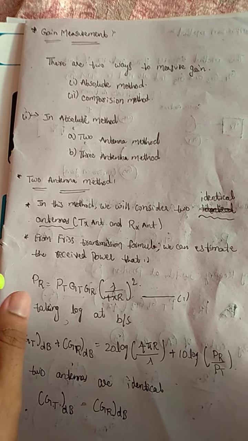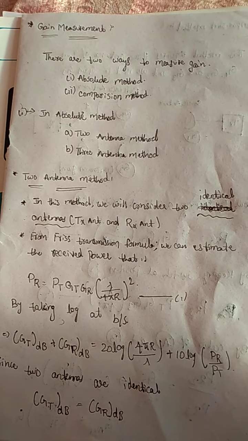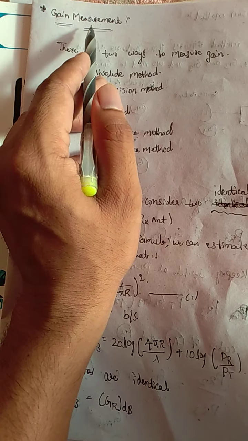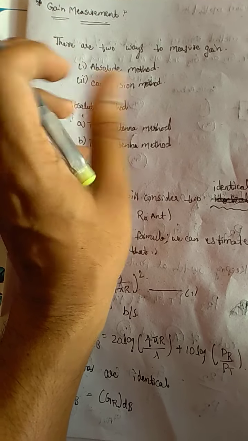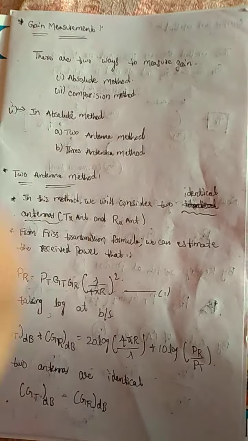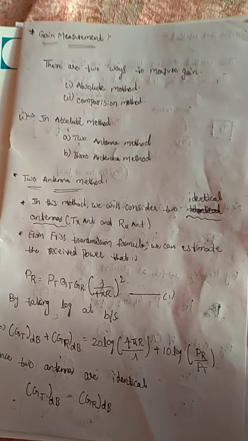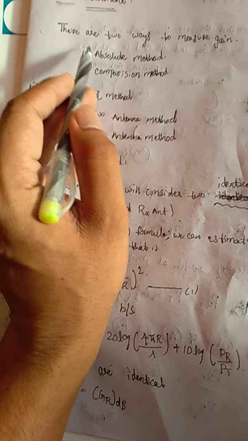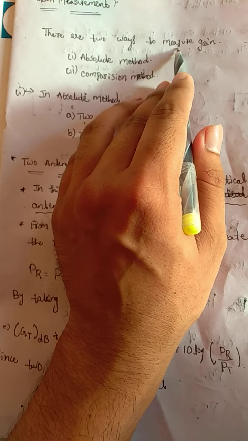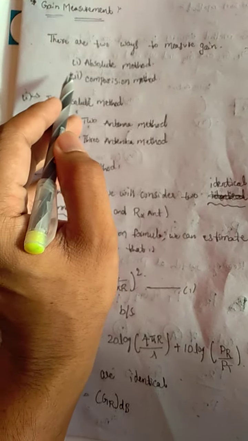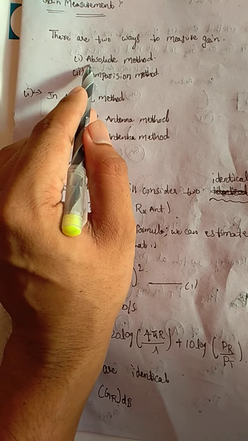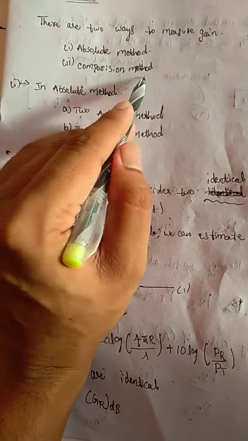As of today, we are going through a concept called gain measurement. This concept belongs to the fourth unit. The topic name itself is gain measurement. There are two ways to estimate or measure gain. One is the absolute method, and the second is the comparison method.